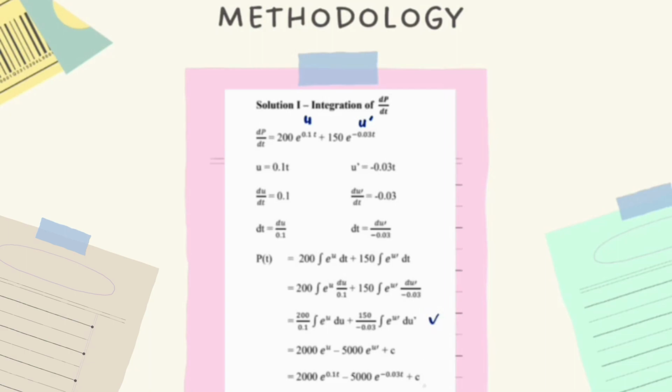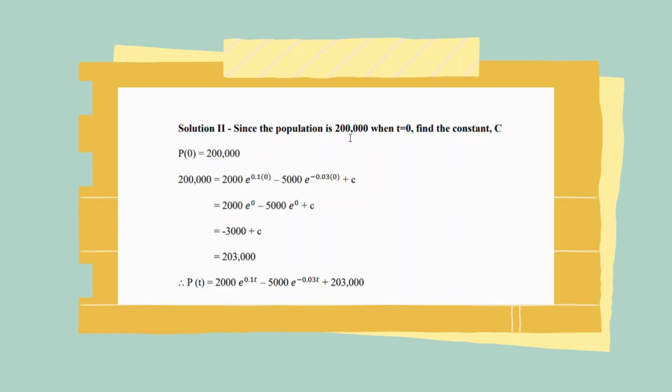So this is solution 1, in which we integrate dP/dt in order to get the population after 12 hours. The population is 200,000 when t equals 0, so we find the constant c. P(t) equals 200,000 when we substitute t equal to 0. In this equation, we substitute t equal to 0 and we get the constant is 203,000.